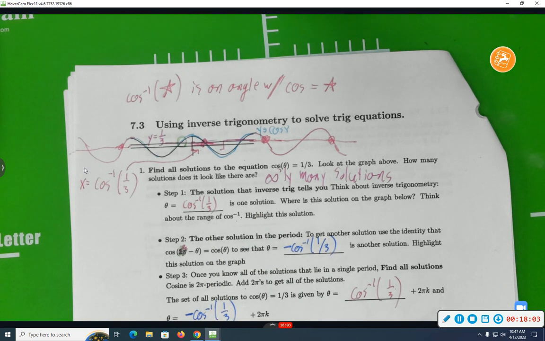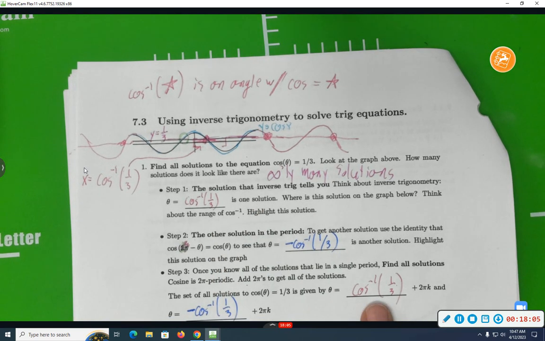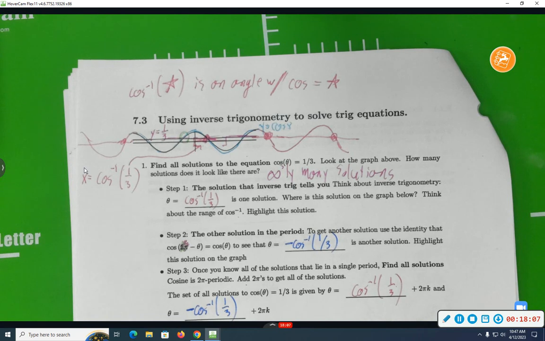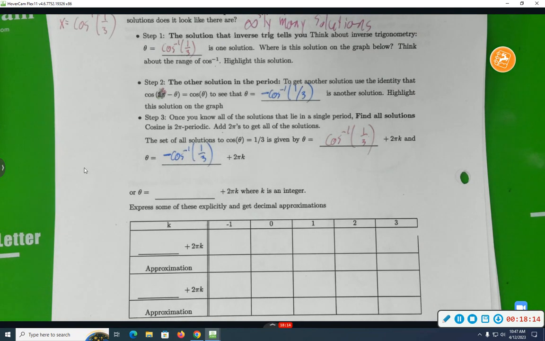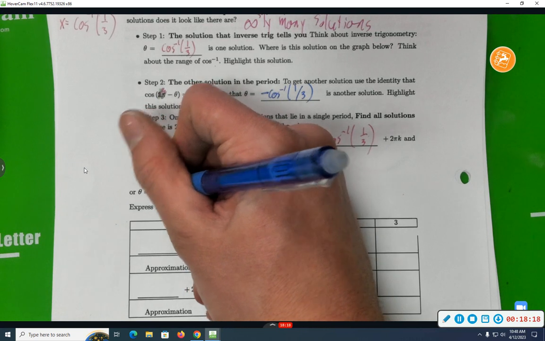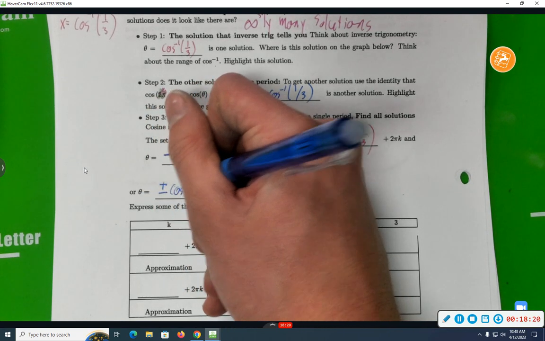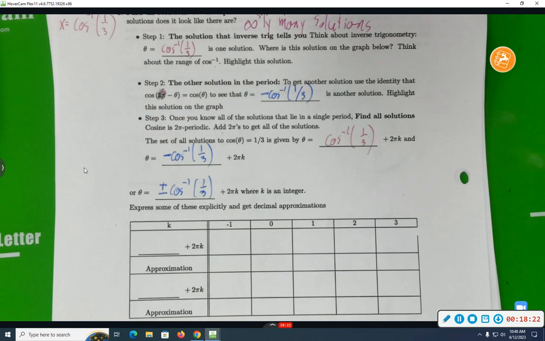So if you want all the solutions, I think it's cosine inverse of 1 third plus 2 pi k, and negative cosine inverse of 1 third plus 2 pi k. Well, I guess you could write this all in one line. It's either plus or minus that thing: plus or minus cosine inverse of 1 third plus 2 pi k, where k is any integer. How does that make you feel?